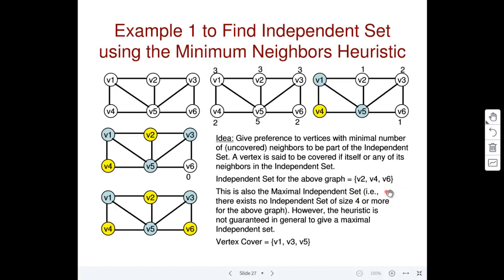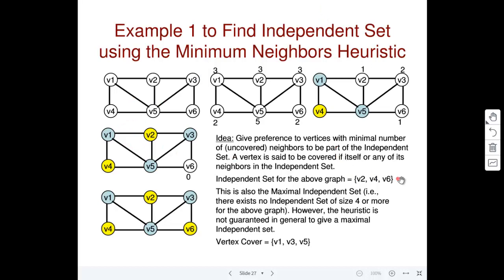Again, this is a heuristic. It's not guaranteed. And it's greedy strategy based also. So it's not guaranteed that for any given graph it's going to find you the maximal independent set. Now for this graph, there cannot be a maximal independent set of size 4 or more. So 3 is the maximum size of an independent set we can get in this given graph. So for this given graph, yes, this heuristic has found you the optimal solution.